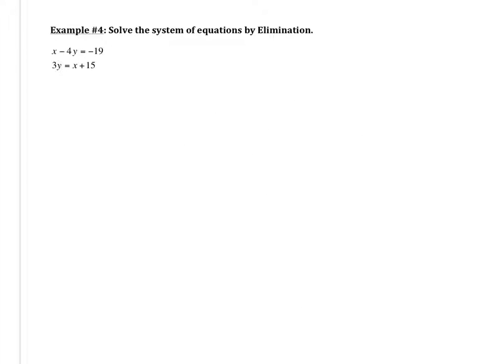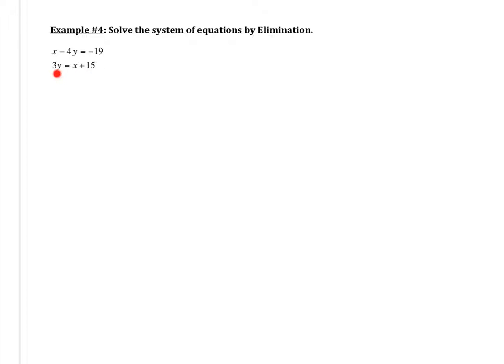And finally, our last problem, example number 4, solve the system of equations by elimination. So again, our first step is to get everything lined up. If you notice here, I have x minus 4y equals negative 19. And over here on our second equation, I have 3y equals x plus 15. So our equal signs aren't lined up, our y's aren't lined up, our x's aren't lined up. But remember, theoretically, you are just putting it into standard form.